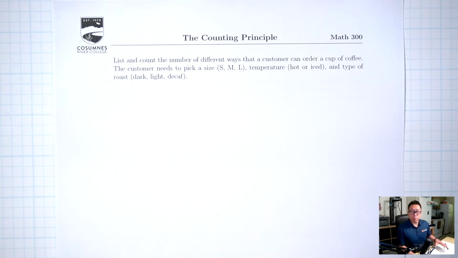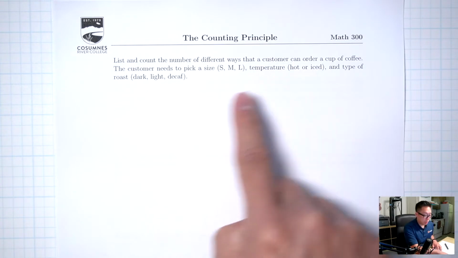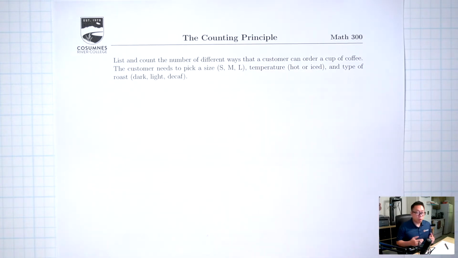Today we're going to start a new topic called counting. The situation we have here is you're at a coffee shop and you need to order a cup of coffee. At this coffee shop, to order a cup of coffee, you have to first pick a size, pick a temperature, and then pick a type of roast. And the question is, what are all the possible ways that you can order this cup of coffee?